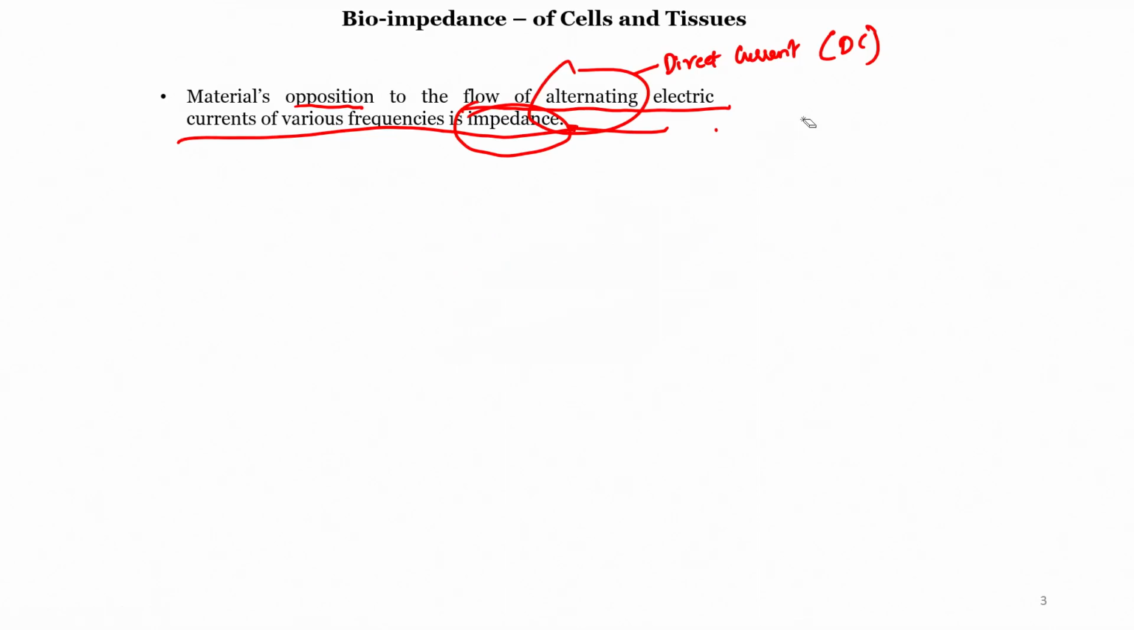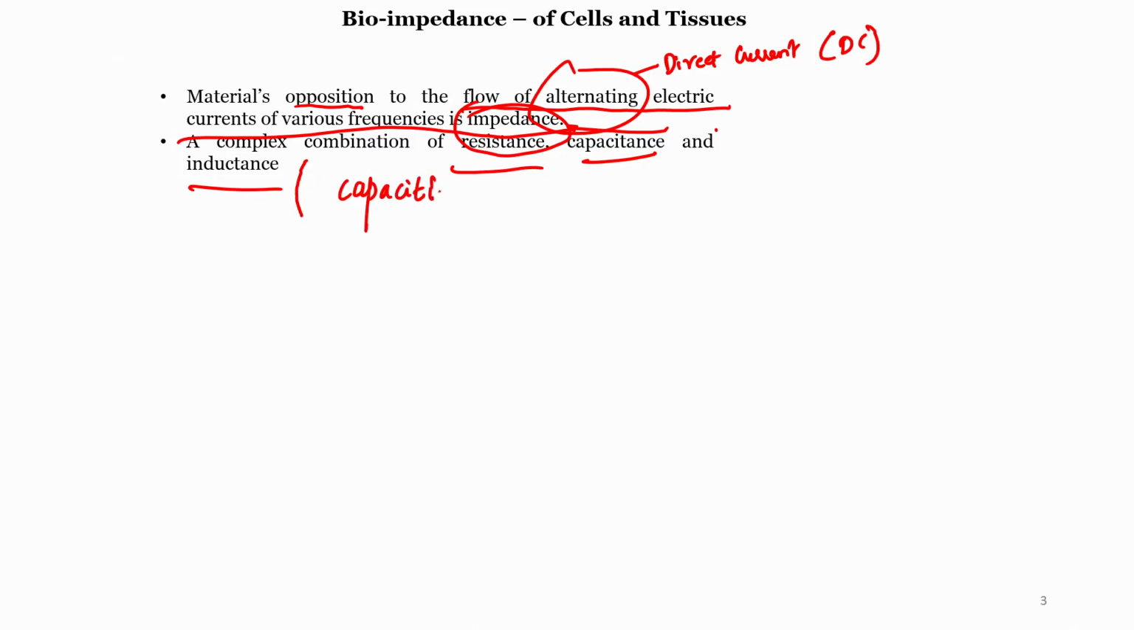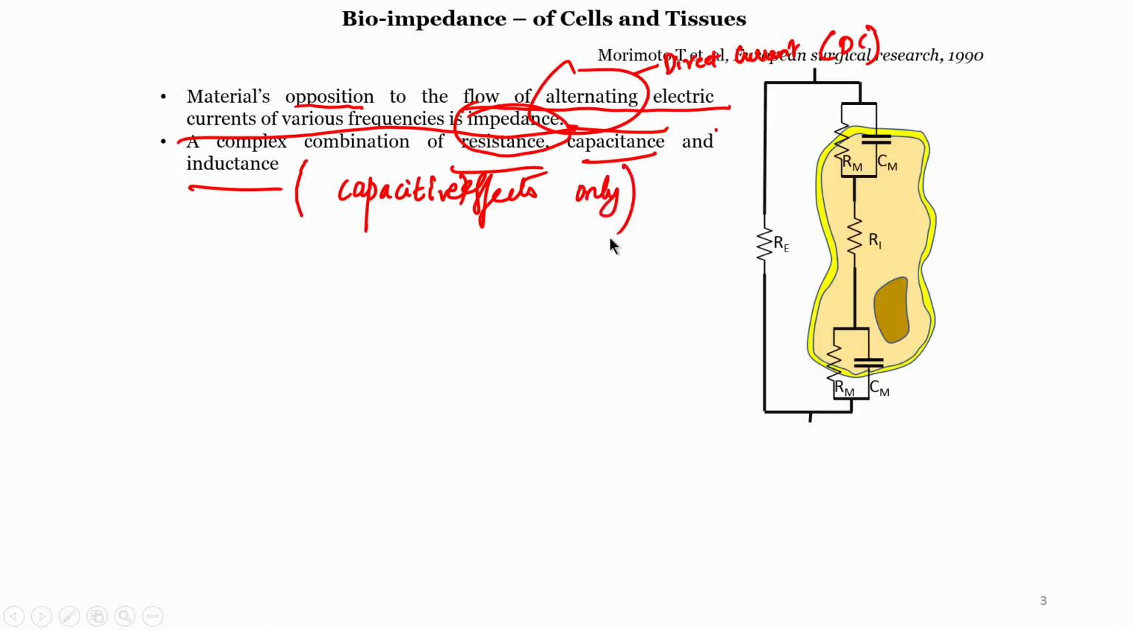So basically the resistance to the flow of alternating current is called impedance, and to direct current is called resistance. Okay. Now impedance is a complex combination of resistance, capacitance and inductance, but for the sense of understanding, usually biological materials do not have inductance, they mostly have capacitive effects only. Okay.